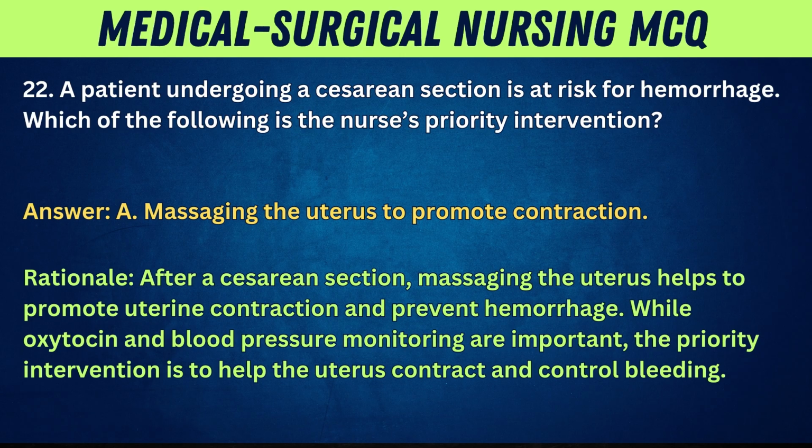Rationale: after a cesarean section, massaging the uterus helps to promote uterine contraction and prevent hemorrhage. While oxytocin and blood pressure monitoring are important, the priority intervention is to help the uterus contract and control bleeding.